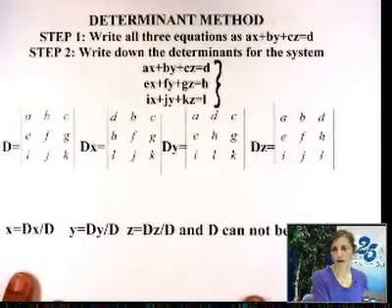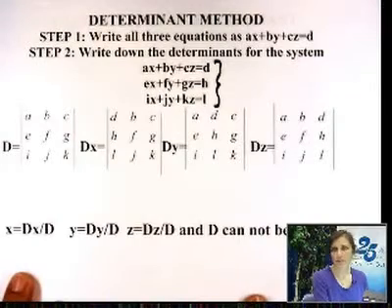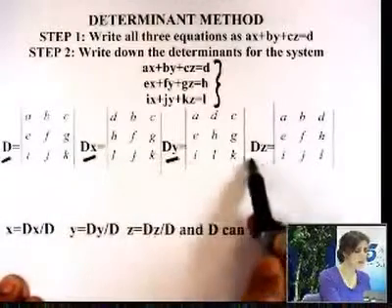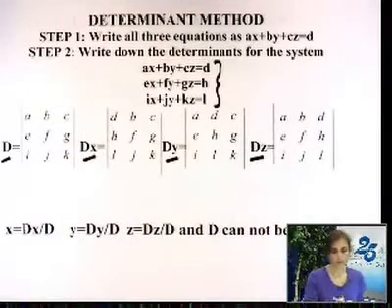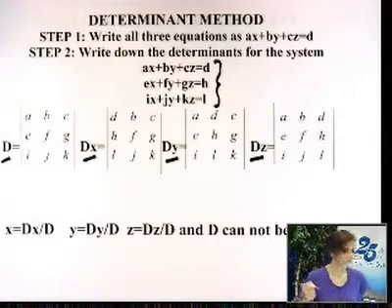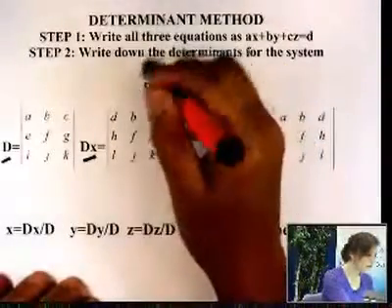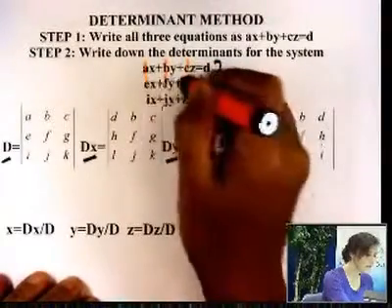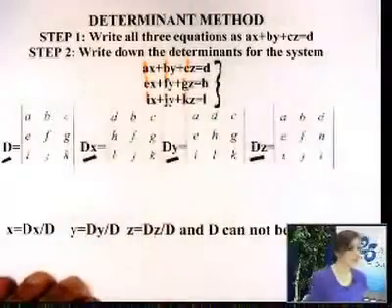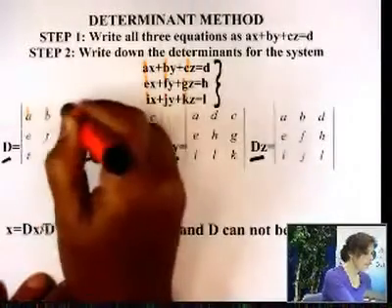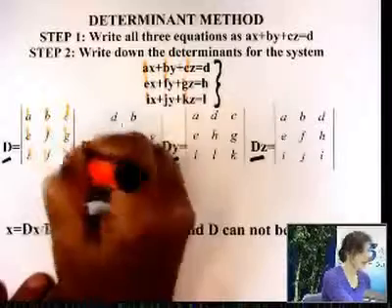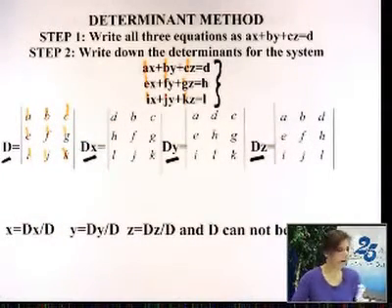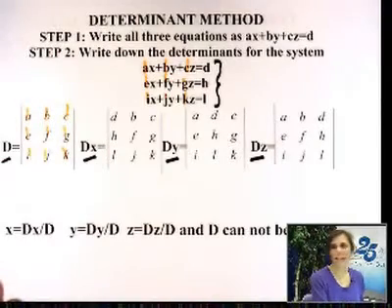You are now going to specify 4 types of determinants. The first one is called D, the second one Dx, Dy, and Dz. This is how it works. D is going to be the coefficients of x, y, and z: A, B, C, E, F, G, I, J, K. Do you see that? So that's pretty interesting.